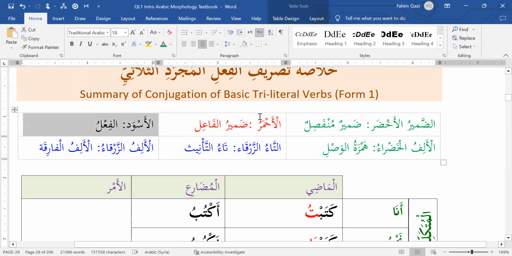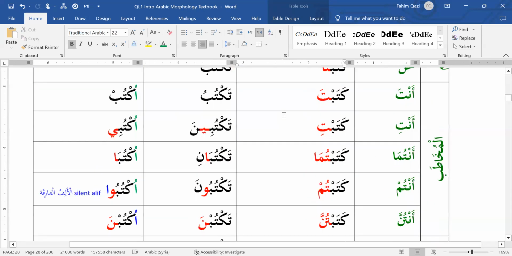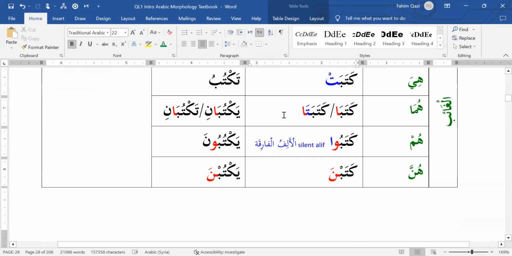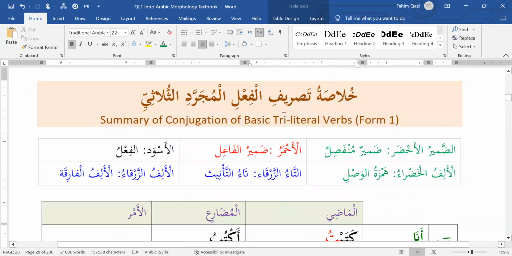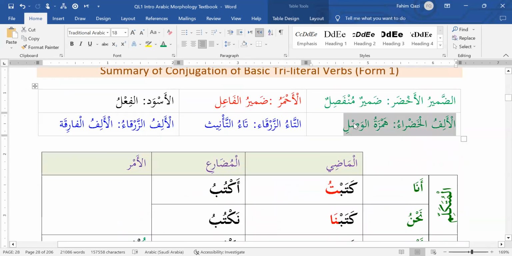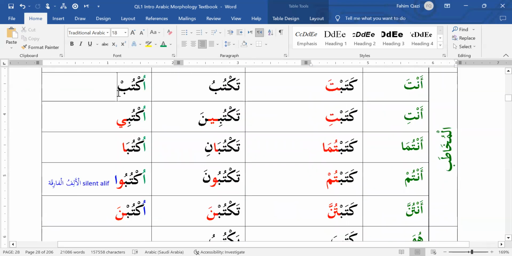Al-Aswad is easy. That's the black. That's the verb. So if you see black in this chart, that's the verb part. Okay, that's easy. Al-Alif al-Khadra, the green alif, Hamzatul Wasl. Where is it? Right here. Hamzatul Wasl is right here.